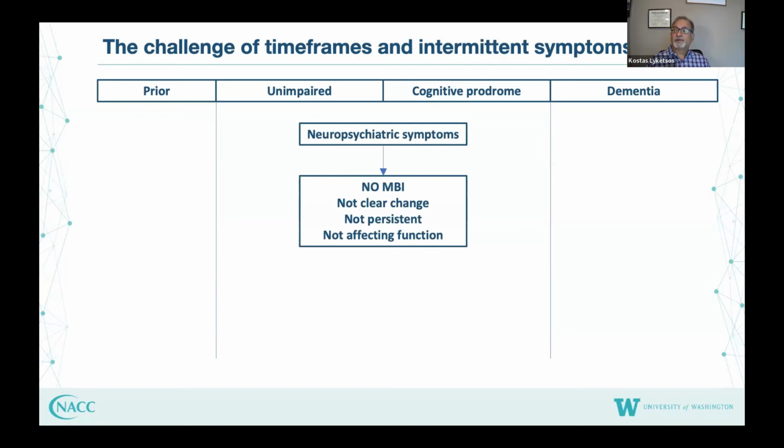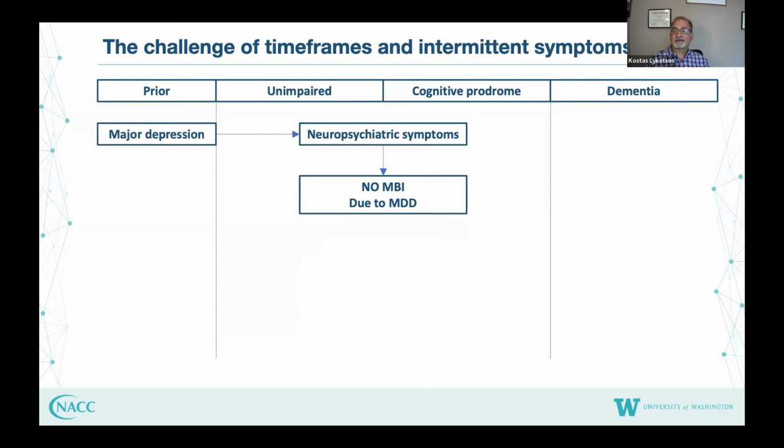There will also be people who have neuropsychiatric symptoms who do not meet criteria for MBI. And that might be because there's no clear change. These might be aspects of their personality, for example. They might not be persistent in the last 6 months, and they might not be affecting function. And I'll give you a case example of that in a moment. So just because you have neuropsychiatric symptoms in this period of observation does not mean you have MBI.